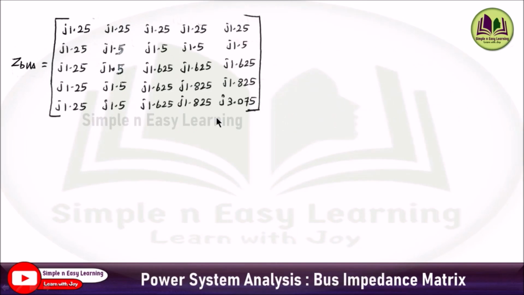Now before proceeding with this problem further, you need to see here the matrix is of order 5 cross 5. But in the beginning of the problem, I mentioned that the given problem is a 4 bus system. So the final Zbus matrix is a 4 cross 4 matrix. But here in step 5 itself, we got a 5 cross 5 matrix. So what we need to do is reduce the 5 cross 5 matrix to a 4 cross 4 matrix by applying the node elimination technique.